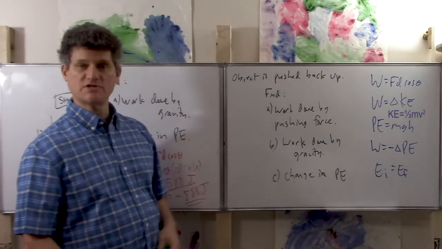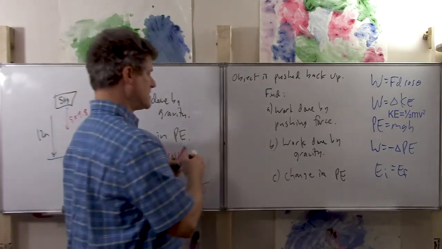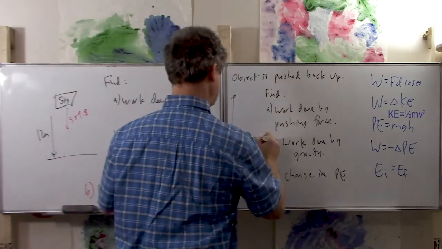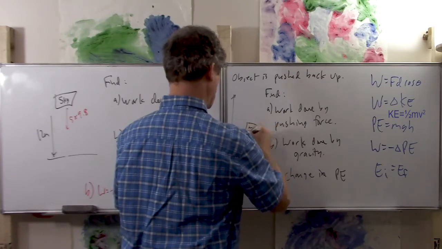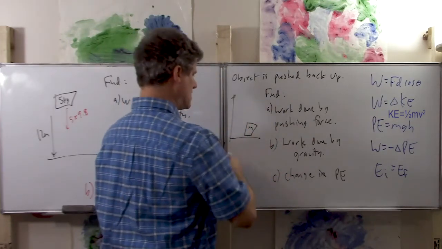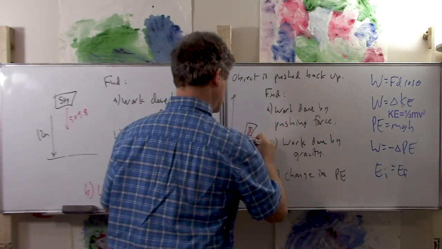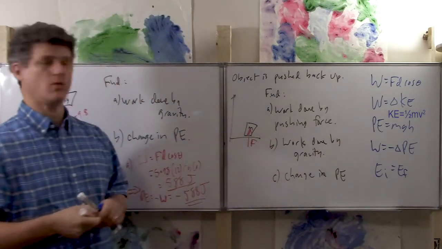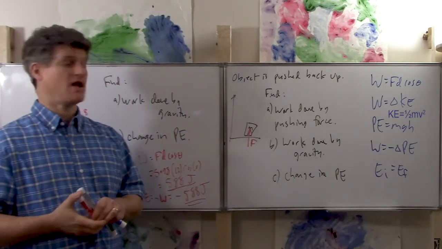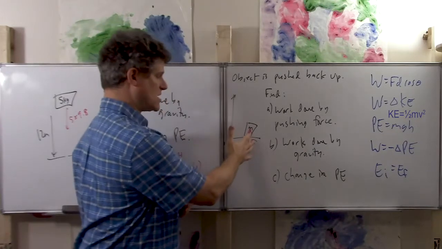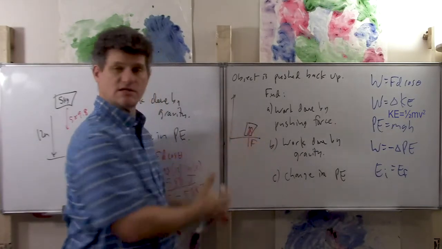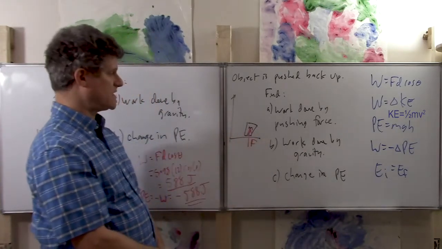All right, now the object is pushed back up. So there's going to be some external force pushing it back up. Maybe your hand or some crane, some pushing force which is pushing back up. Okay, so find the work done by the pushing force. Now we don't know what the pushing force is, and whether it's constant, we don't know what its nature is. But let's make one assumption.